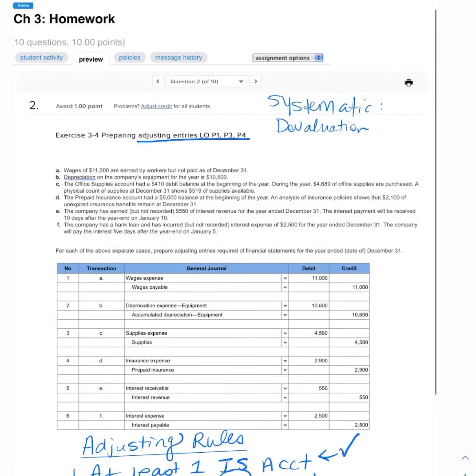So in the third part of this question, in letter C, we are told that the office supplies account had a $410 debit balance at the beginning of the year.